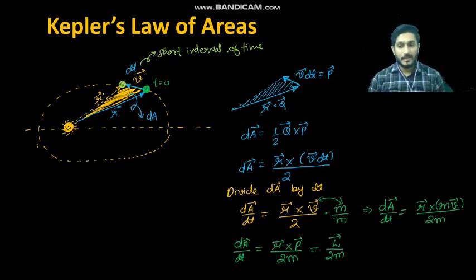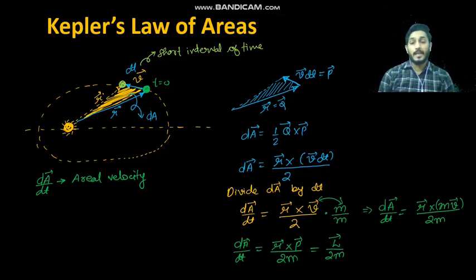But what is dA by dt? dA by dt is called areal velocity. It is the rate at which area has been swept out by the position vector of the planet in time dt. I must say that the dA area vector has been swept out by the position vector of the planet about the sun in time dt. And according to Kepler's second law, this dA by dt is constant.